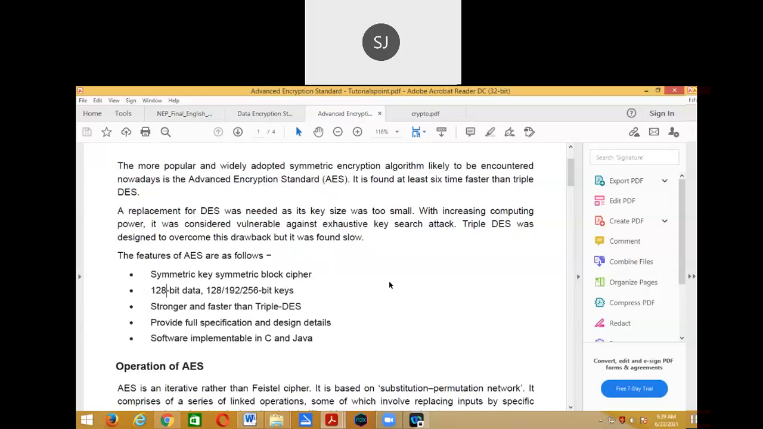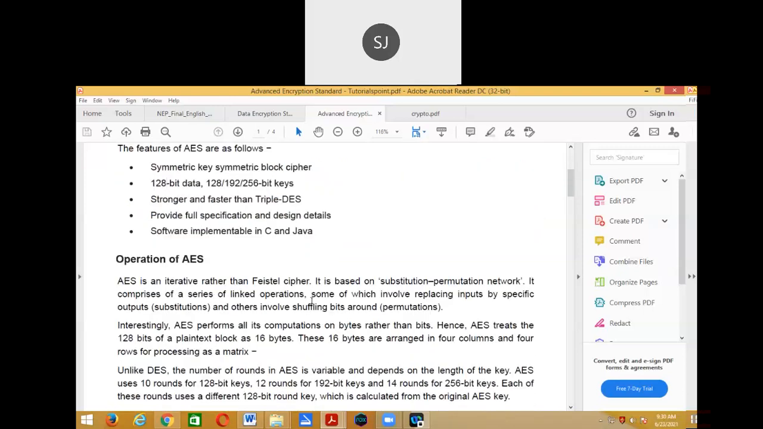How many bits of input are given to DES? It is 64-bit, but for AES it is 128-bit input. So the data given to AES is 128-bit. It is also a block cipher. A block of 128-bit data is given as input and it is converted to 128-bit ciphertext. So it is stronger than DES and triple DES, right?